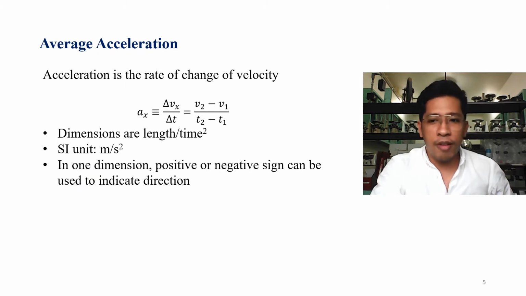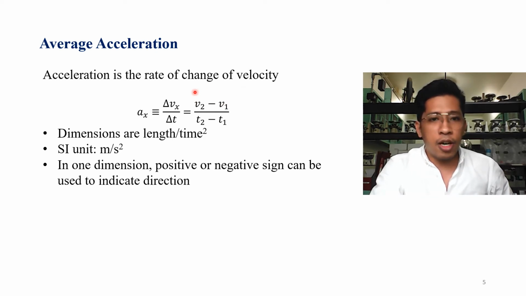Now let's go to average acceleration. The average acceleration, or acceleration, is the rate of change of velocity. In mathematical form, you have your acceleration along the x, which is equal to the rate of change of velocity. You have delta vx over delta t, which is equal to v2 minus v1 over t2 minus t1. Again, point 1 is your initial point, and point 2 is your final point.